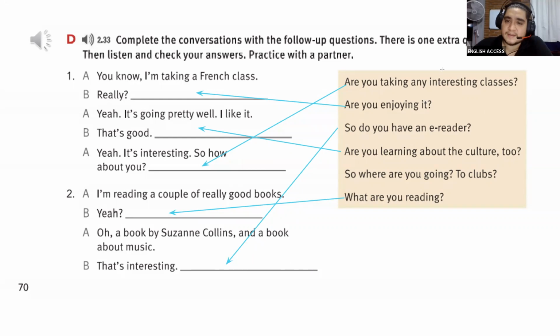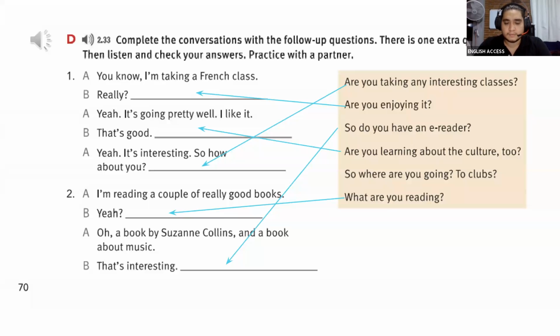Okay, good. Now, we're going to listen and check the answers. Page 70. 1. Conversation strategy. Asking follow-up questions. D. Complete the conversations with the follow-up questions. There is one extra question. Then listen and check your answers.